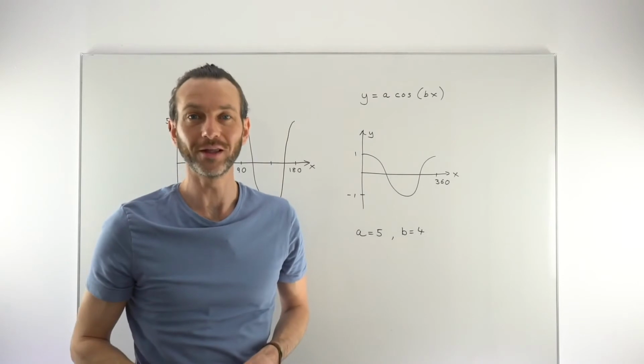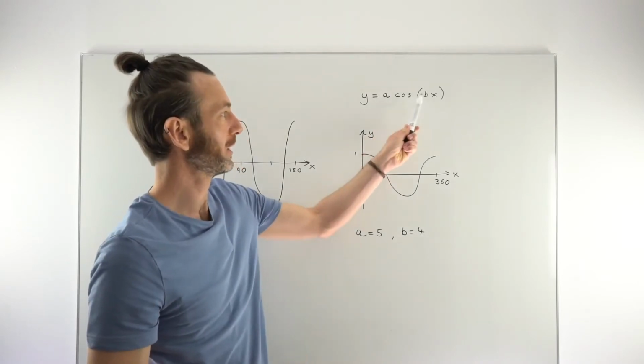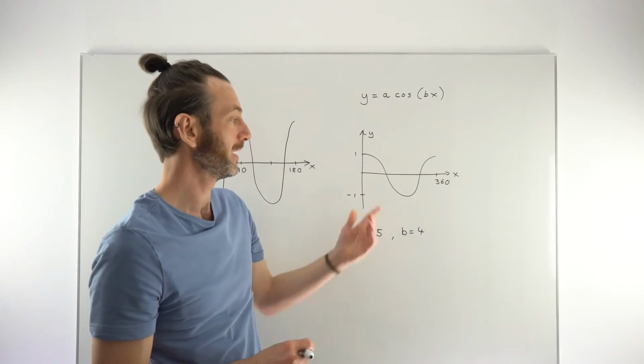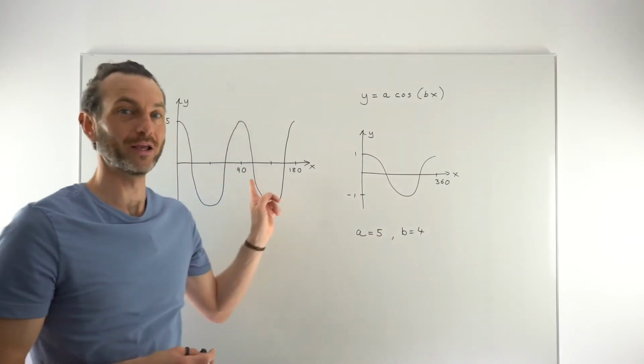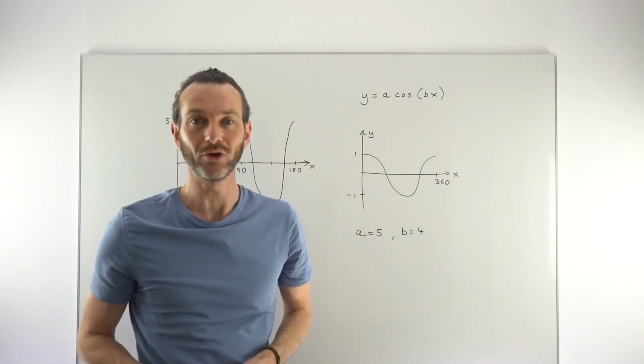So there's no real magic to that question. You've just got to know what the position of these letters mean, and you've got to know what the normal sine and cosine graphs look like so that you can basically spot the difference to the transformed graphs.